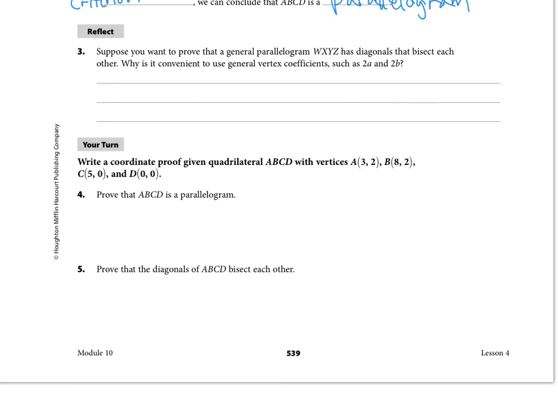And then for number 5, it says prove that the diagonals of ABCD bisect each other. So I'm going to let that be your clue to which formula you want to use. Does the distance formula, does the slope formula, or does the midpoint formula talk about how things bisect each other? Remember that piece, and that'll lead you to how to do that problem.